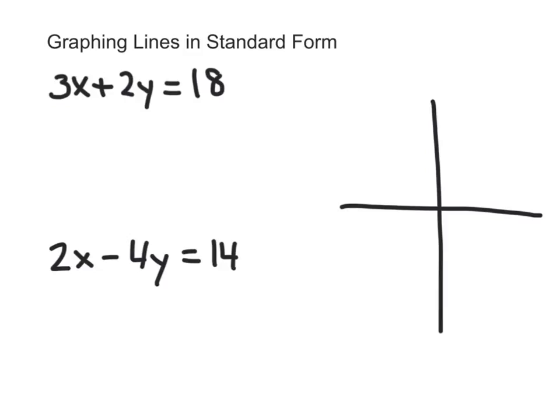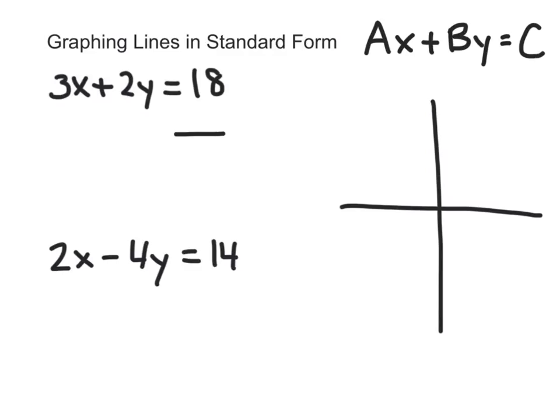This video reviews graphing lines in standard form. Standard form is ax plus by equals c, and we need to remember that the slope and the y-intercept, which are normally notated with m and lowercase b, are not in this equation in this form, and therefore we need a different method to graph it.